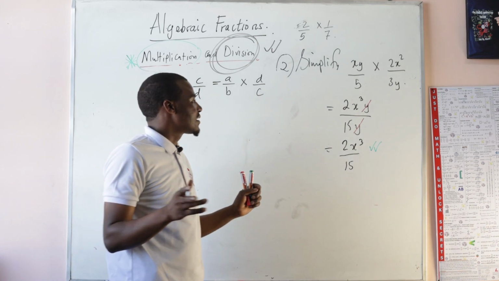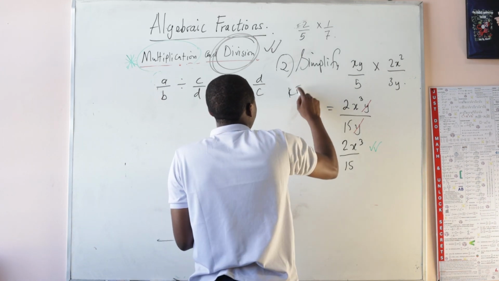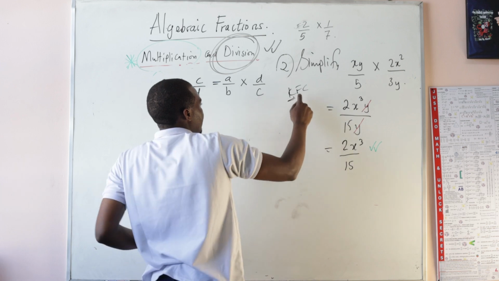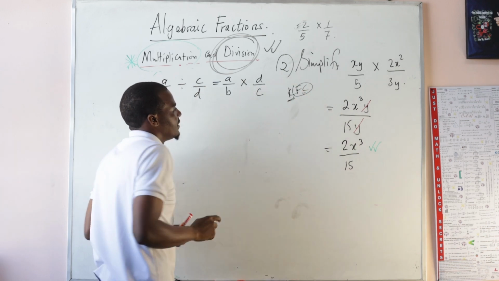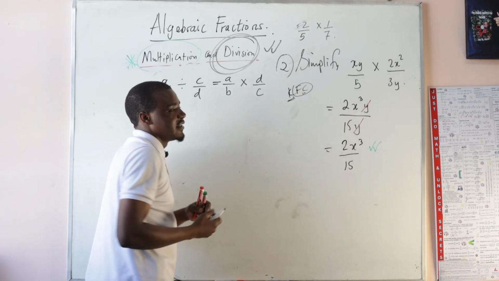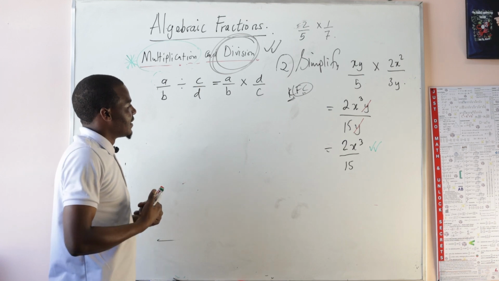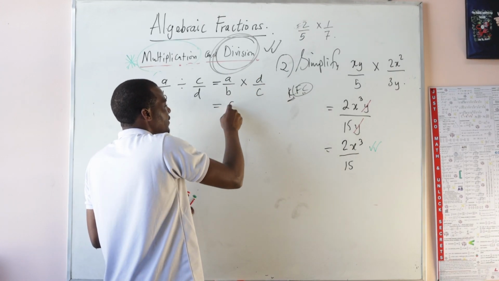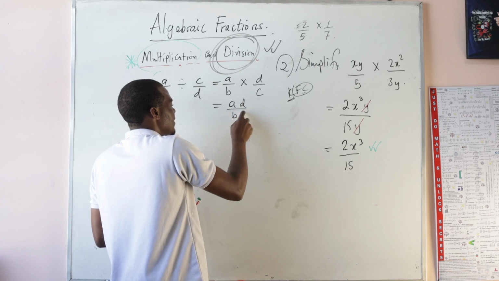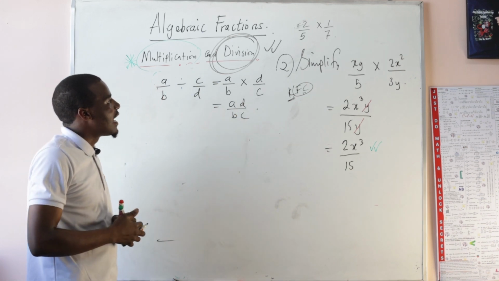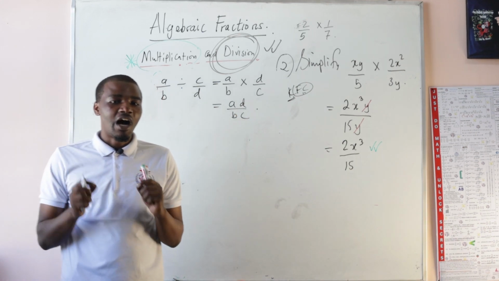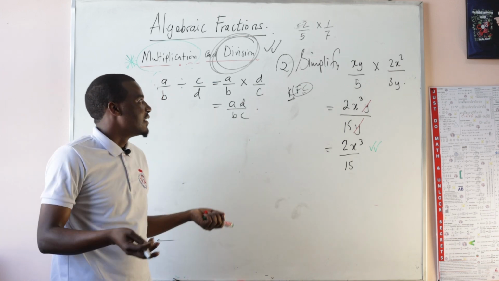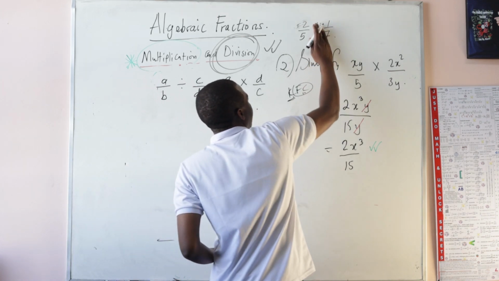That's the rule. It's just KFC: keep the first and flip the second. In this particular case, this is now multiplication, so obviously you get ad over bc. So that's how we divide algebraic fractions, the same way you do even if you are dealing with numbers.